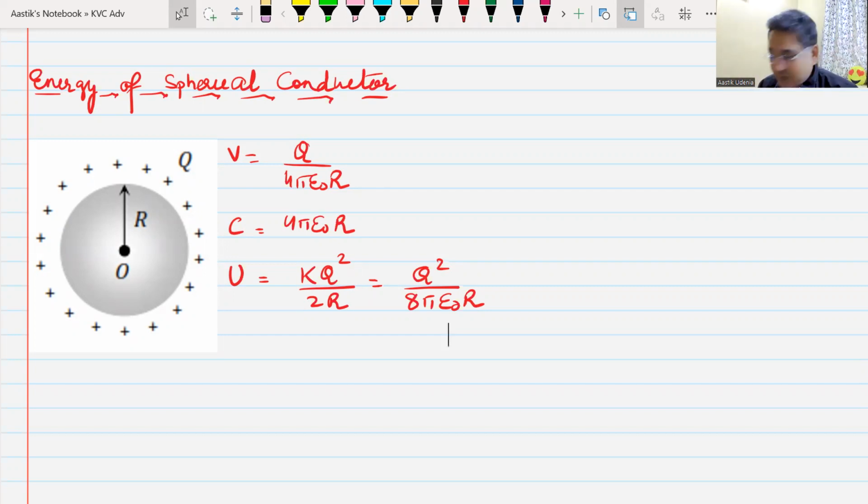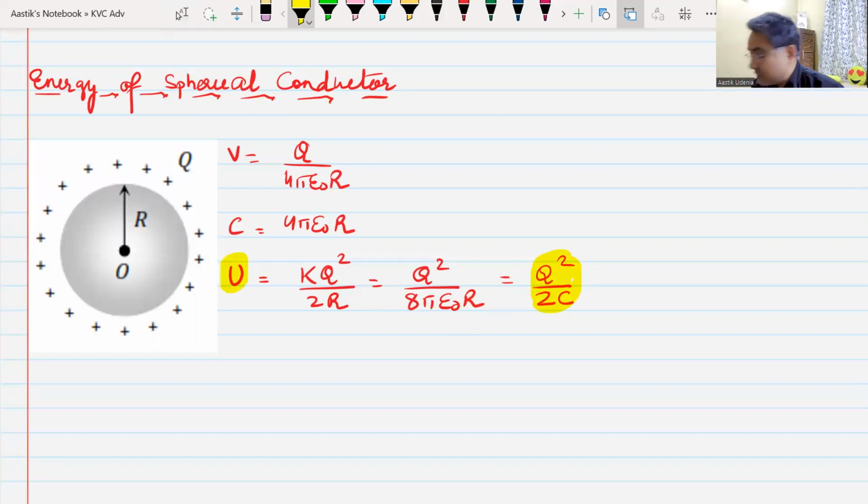Mutual energy of two spheres. You would have forgotten it, but anyways. It was Q square by 8 pi epsilon naught R. Now I can write it in this fashion: Q square by 2 times C. So from now onwards, energy of a conductor will be said in this form, Q square by 2C. That is the second formula that you must remember.